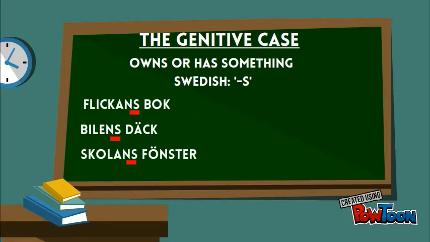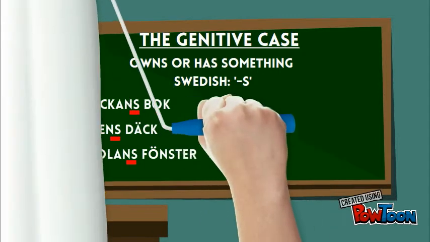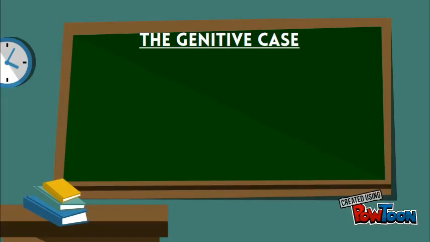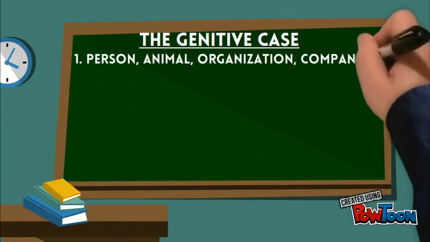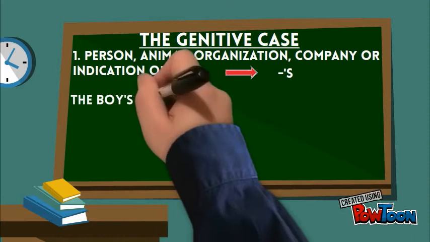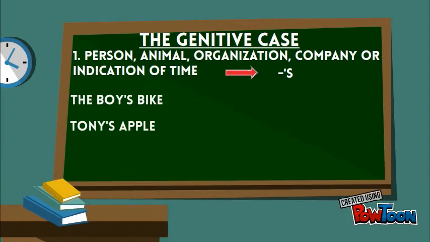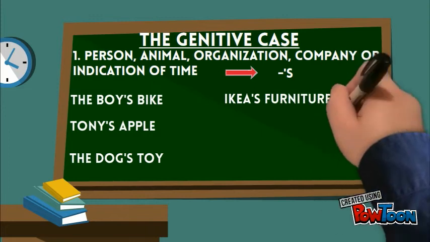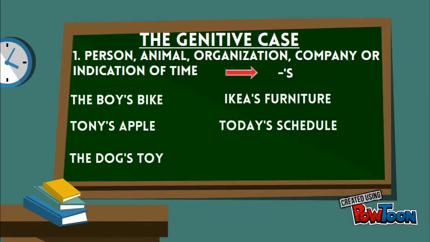In English, however, it is a little bit more complicated, and we will be looking a little closer into 5 rules of the genitive case. Number 1. If the owner is a living creature, like a person or an animal, or if it is an organization or company, or if it is an indication of time, you put an apostrophe and an S at the end. For example, the boy's bike, Tony's apple, the dog's toy, IKEA's furniture, today's schedule. Do not forget the apostrophe.